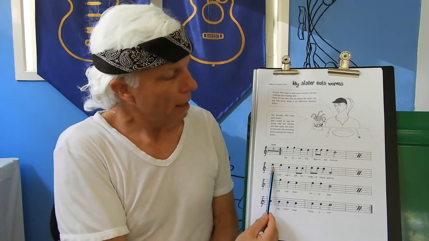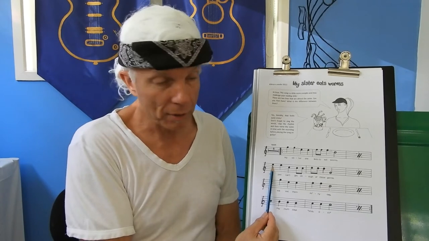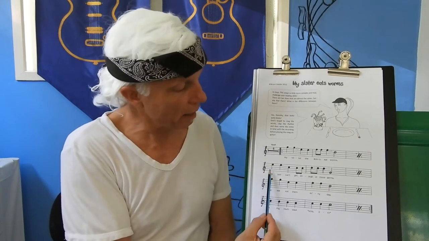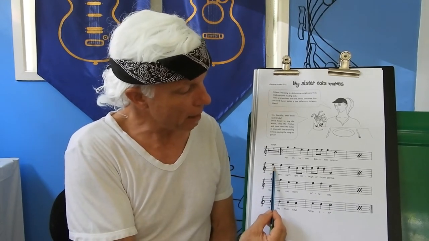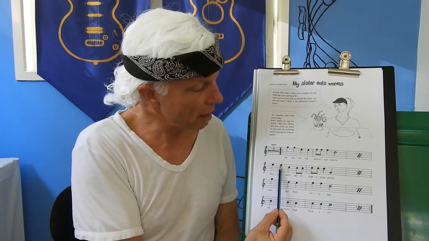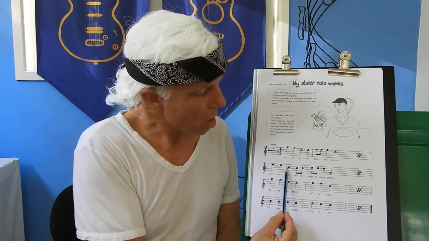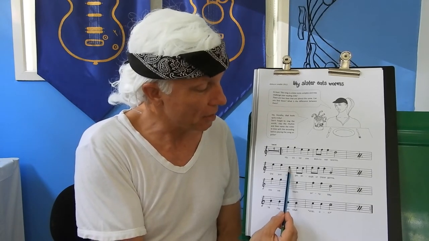All right. Now, let's have a look at this note over here. It's in a space, so we can work that out. F, A, C, E. We have two E's. E, E. Then we have a skip down. We can work that out, of course, by going up F, A, C, E.